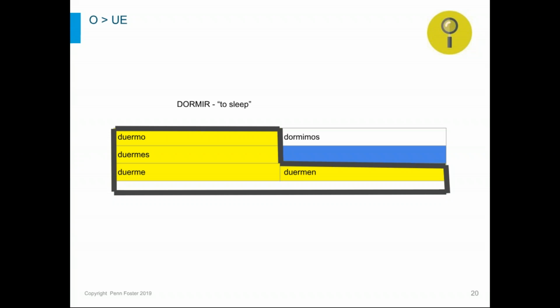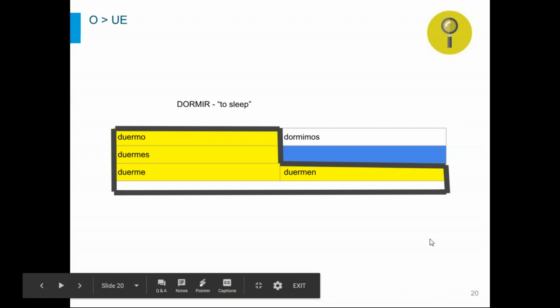Dormir is an example of an O to UE stem change, our third of 4 types. Yet again, you'll see within the yellow parts of the chart, the O has changed to UE. Regular endings still do apply. And first person plural dormimos is excluded from that stem change. It does not undergo the stem change per the rules of this group. Okay, and there are other examples as well. This is our key one for the moment.